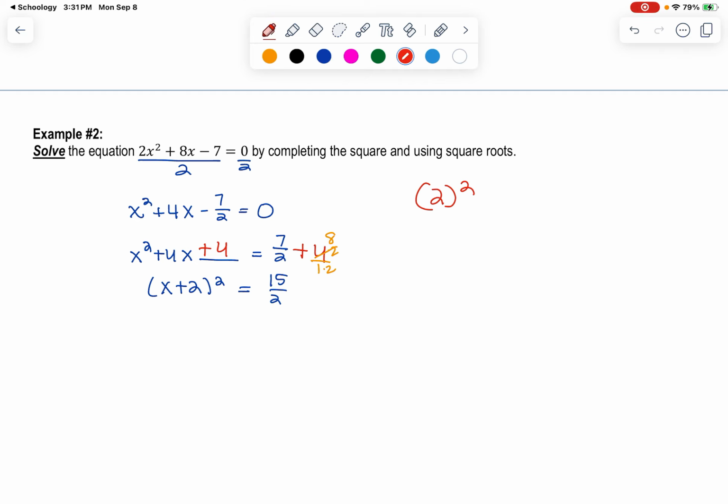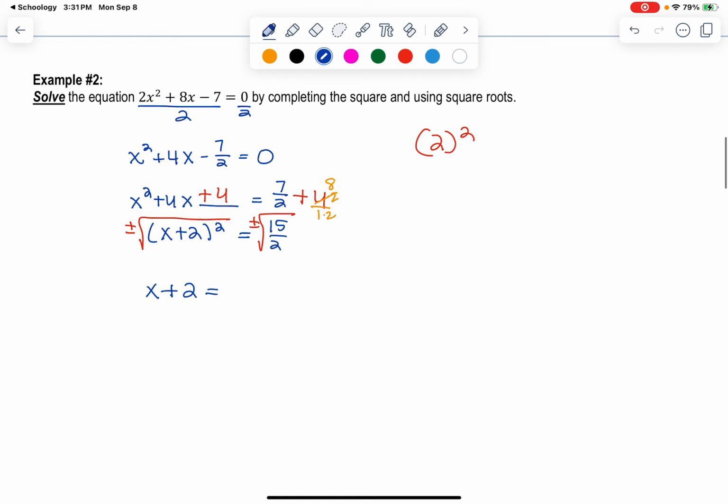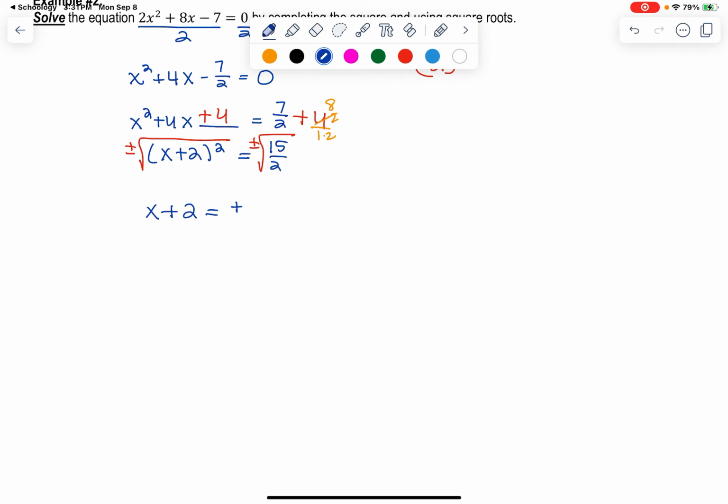And now you can square root to solve. So square root plus or minus. We have x plus 2 is equal to plus or minus, and then now I have the square root of 15 halves. So we can't leave it as the square root of 15 halves because you can't leave a fraction underneath a radical. So what we have to do is what's called rationalizing.